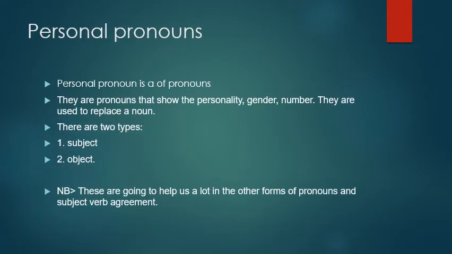First we're going to look at what we call a personal pronoun. A personal pronoun is also a type of pronoun. They are used to show the grammatical person, the gender, the number, and they are also used to replace a noun. There are two forms, which are the subject and the object form. All right, take note on the next slide because we're going to use it more often in most of our grammar, especially when it comes to subject-verb agreement, which will be coming soon.